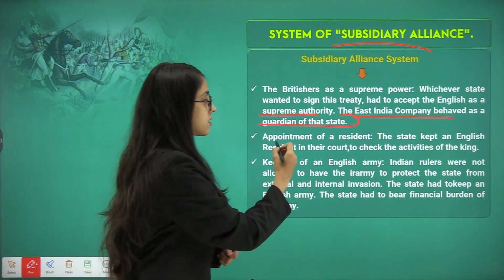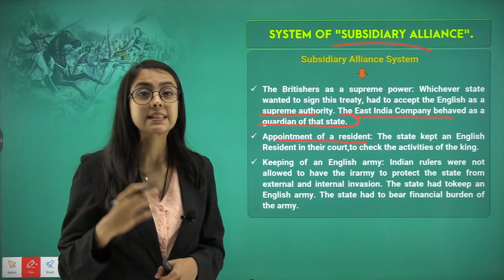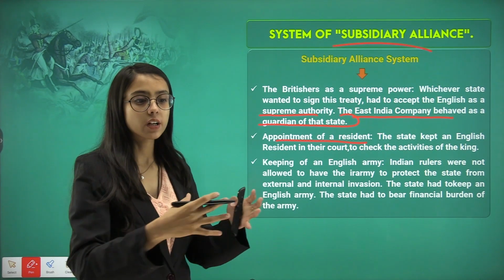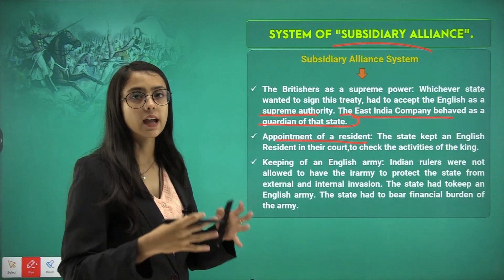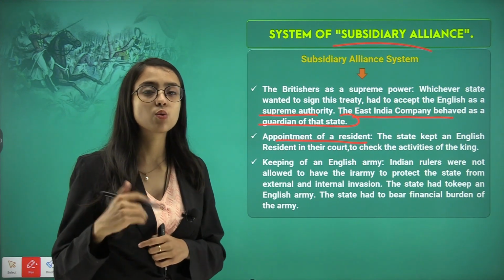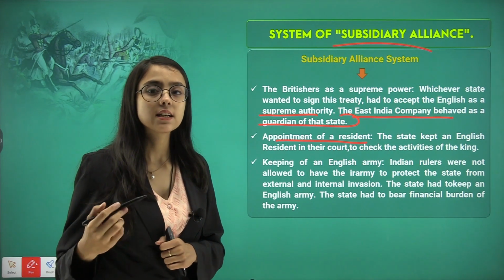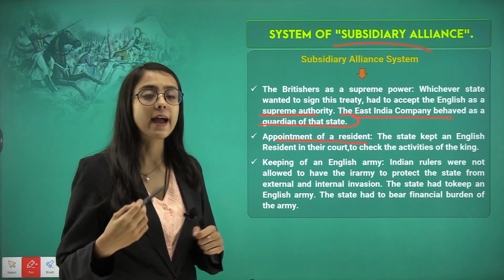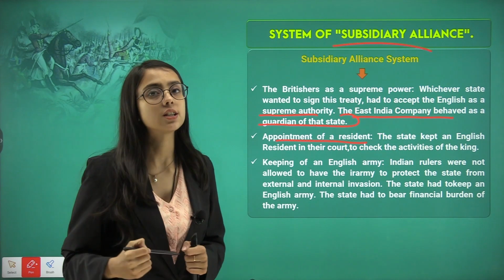Appointment of resident. The residents were appointed. The state kept an English resident in their court. So whatever court or order the king had, there was one person who was representing the East India Company. These were known as residents. They used to check on the activities and policies of that particular state.